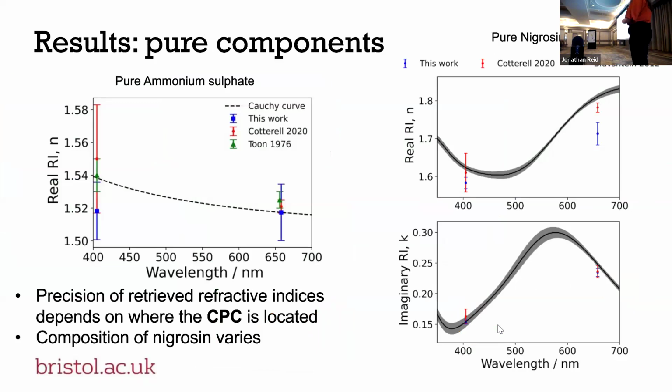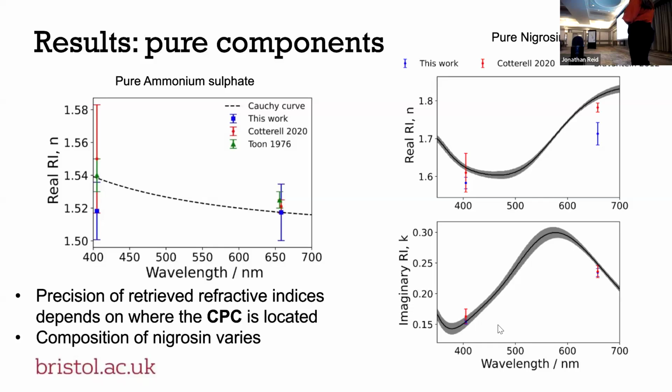which introduces multiply charged particles. So we were hoping to improve our precision, which we do when we take into account that we've only got one CPC, so we've located ours on the 405 nanometer channel, but previous work used the 658 nanometer channel. The precision of our refractive indices depends quite strongly on which channel you have the CPC on. So in an ideal world, you'd have two, but we've only got one, so that affects the precision.